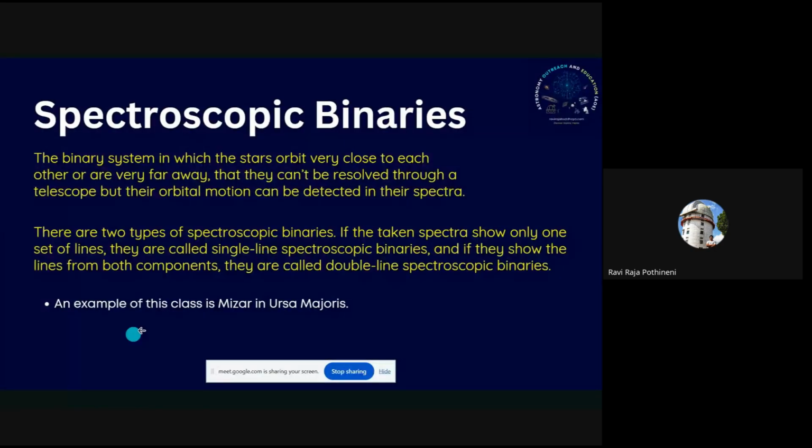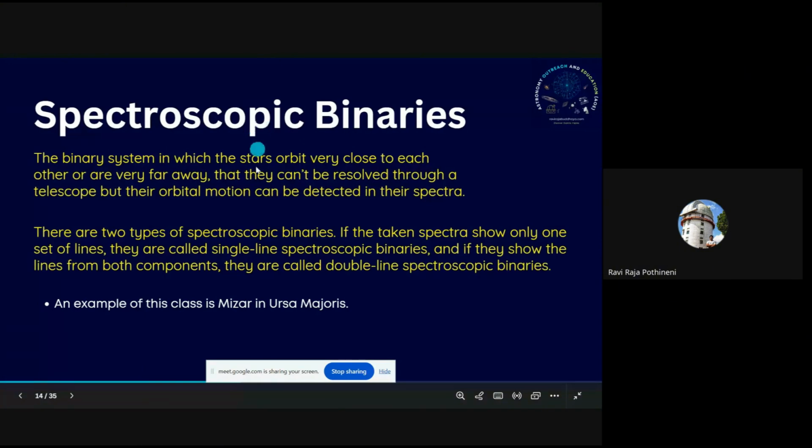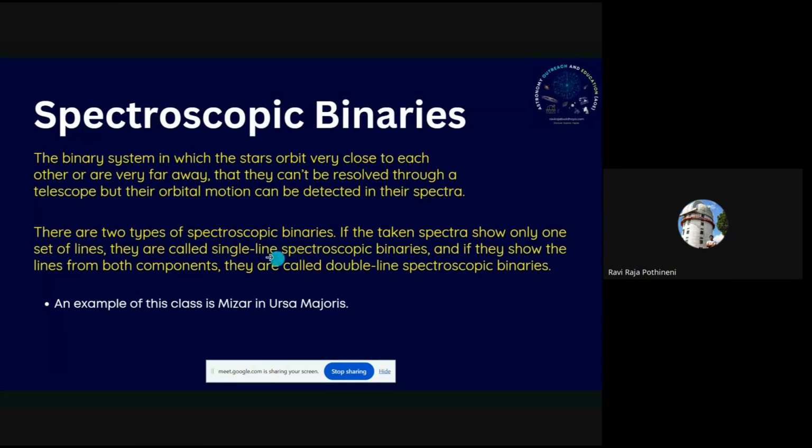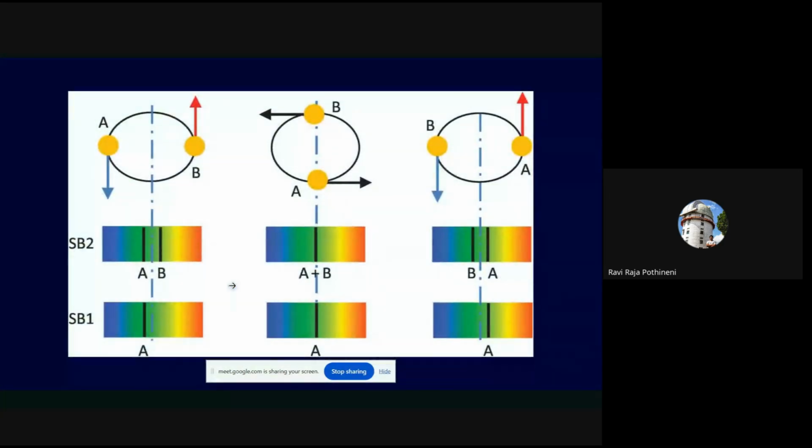Now again, these spectroscopic binaries are classified into two types: single line spectroscopic binaries, where the variation happens only in one set of spectral lines, and then we have double line spectroscopic binaries, where the variation is from both the components. One such example is Mizar in Ursa Major. I think you know Mizar. Mizar is also one of the good examples for this. Now, let me show you with an example.